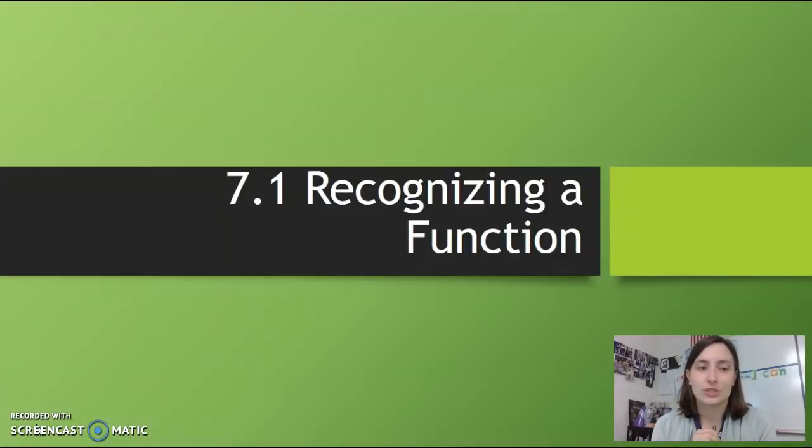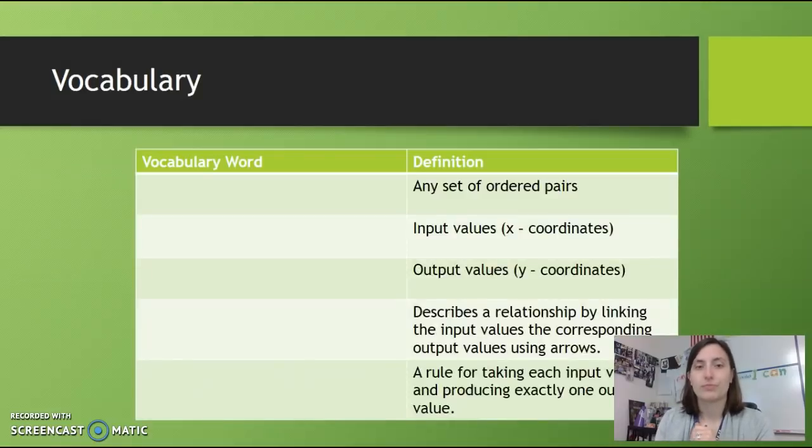Hi, so we're going to start off with our first section of Chapter 7. Chapter 7 is about functions and recognizing functions, so Section 1 is all about what is a function. So let's start with some vocab. We're going to start off with our vocabulary.